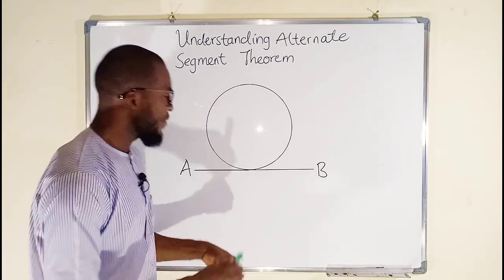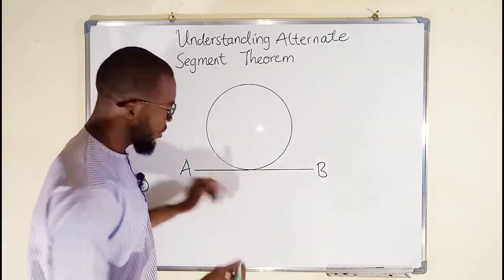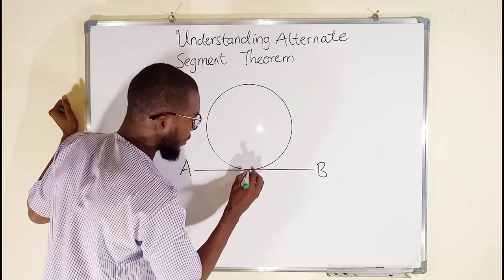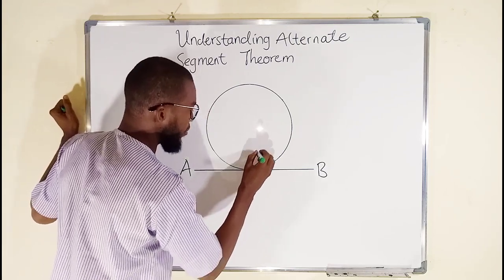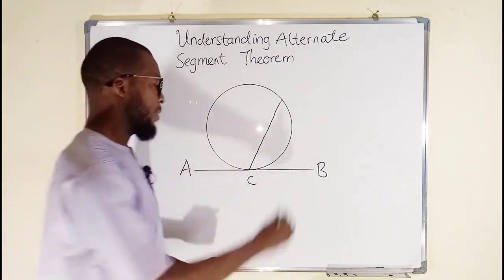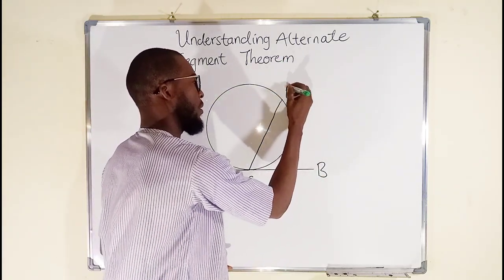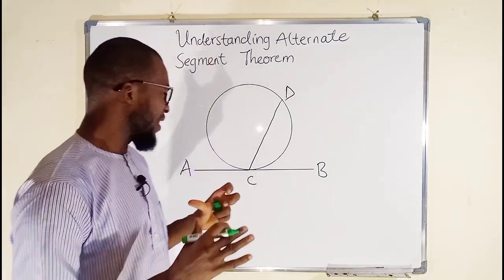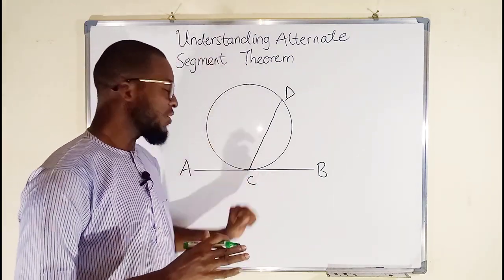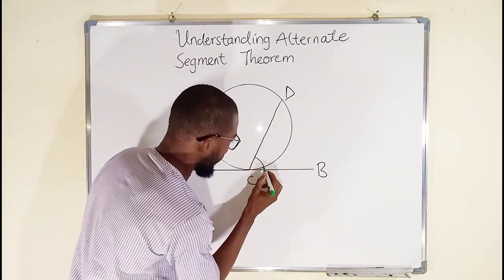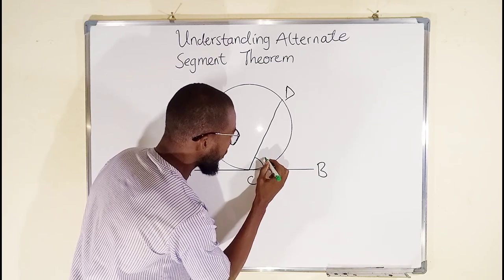So I have just cleared everything. We want to draw a chord that will touch this point, and let me call it C. So this can be a chord. This is a chord. All right. What you should observe here is that this chord and a tangent form an angle here. And I can call it beta.